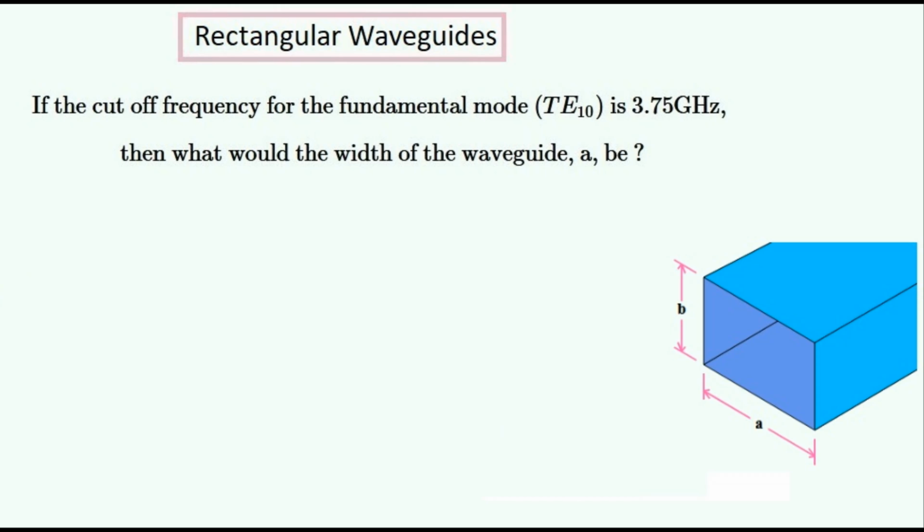Now to try an exercise where we have to work backwards to find the value of the longest width of the waveguide, which will give us a particular cutoff frequency for the fundamental mode. A is always longer than B by convention, so we'll have to find A.